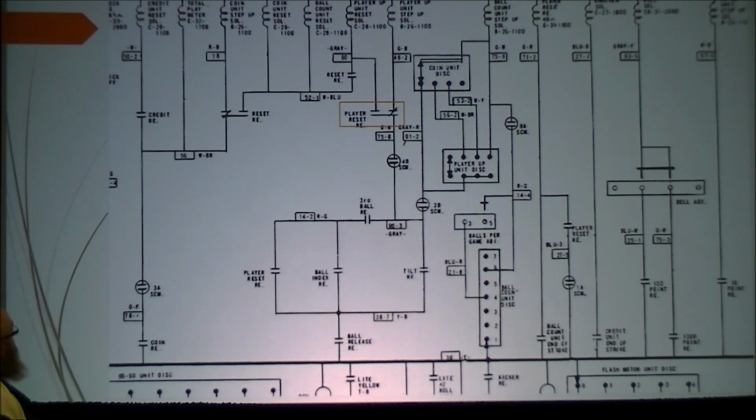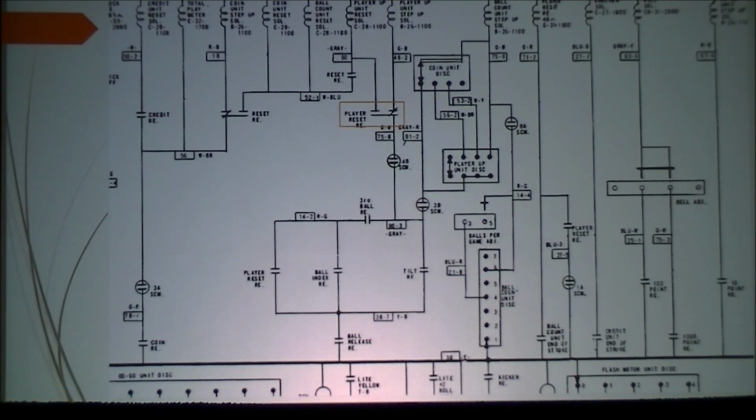The other thing I know, so now I'm following this path, right? And there's another branch here. This is a make-break switch. So I'm curious about all of this stuff down here, right? Well, the other thing that was working was the player up unit was stepping up.